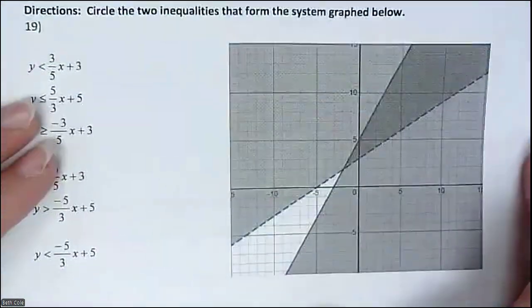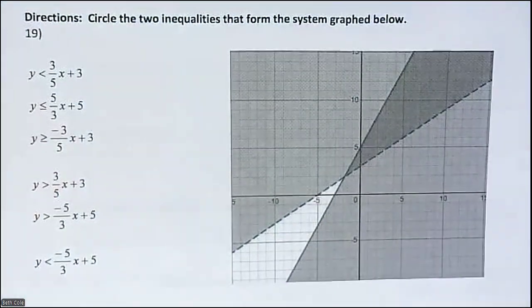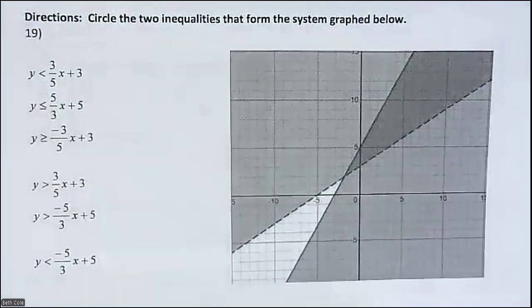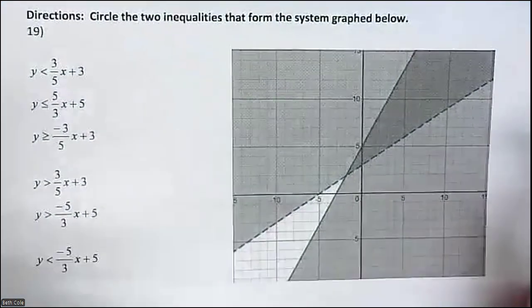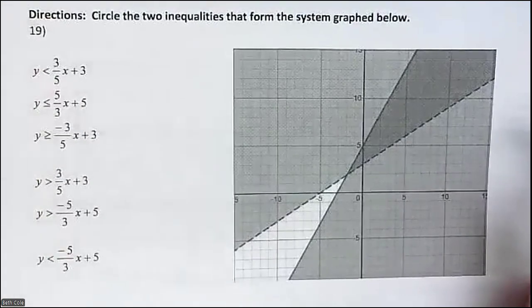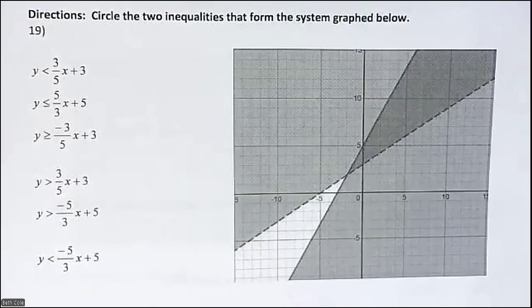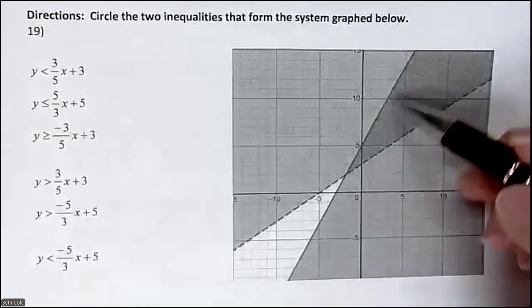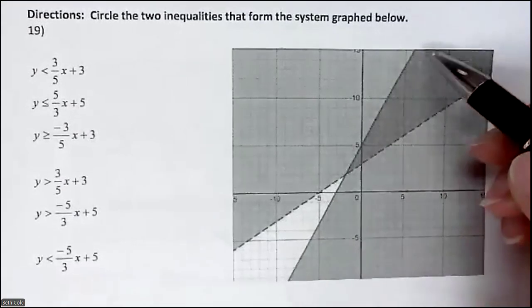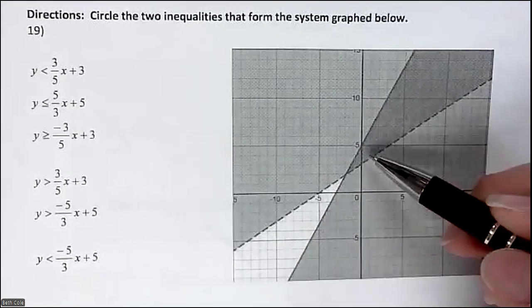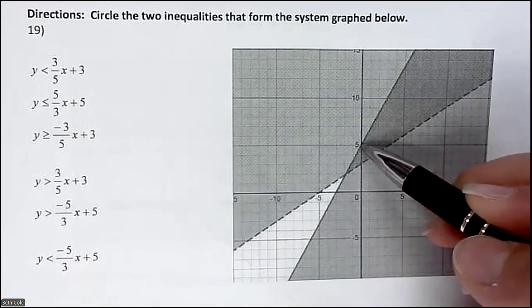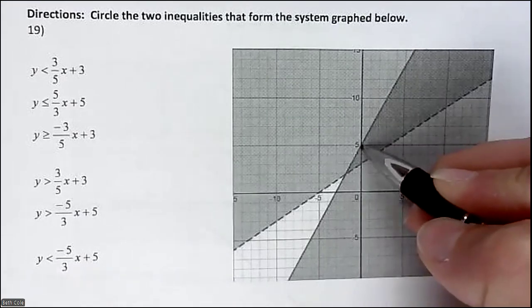right. Last one. Circle the two inequalities that form this system. We are going to use the calculator, but you'd have to mix and match a whole mess of these. It's going to take forever. So I'm going to make an educated guess before I start typing in. So I'm going to look at this solid one first. Can you look? Where does this solid one start? What point are we starting at?